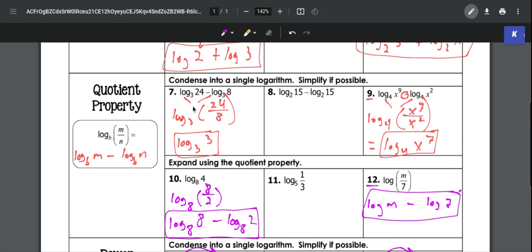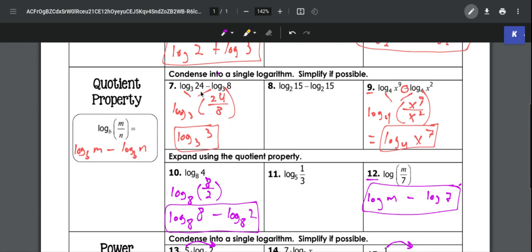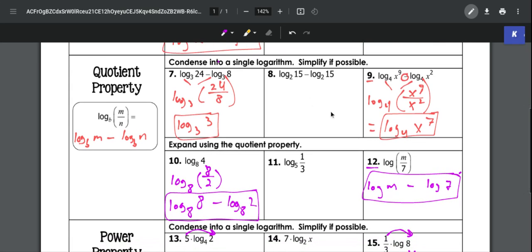But when you condense, you'll go from a minus sign, which tells you that you take your two numbers or your two variables, and you will divide them. You'll divide those.